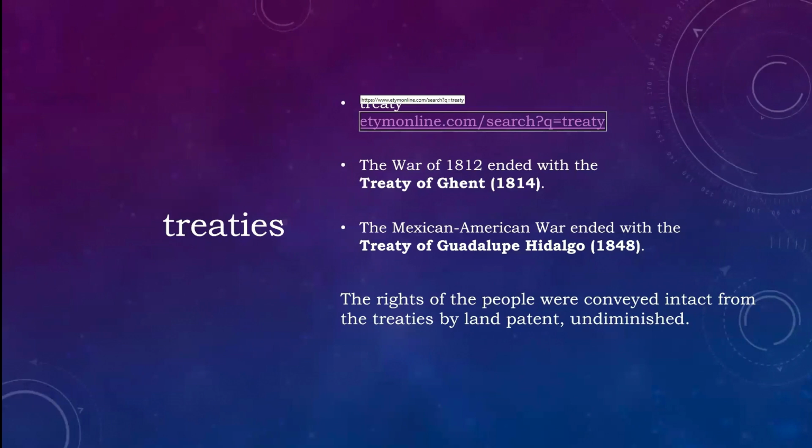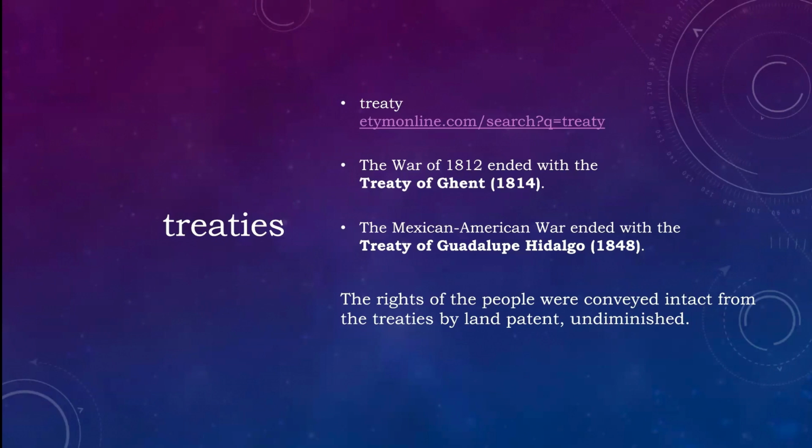So as examples, the War of 1812 ended with the Treaty of Ghent. And that treaty solidified the American ownership of land as opposed to the British. All right. The Mexican-American War ended with the Treaty of Guadalupe Hidalgo. And that was a deal with Mexico for $15 million to buy basically the entire Western United States. Good deal. I think we've made use of that.